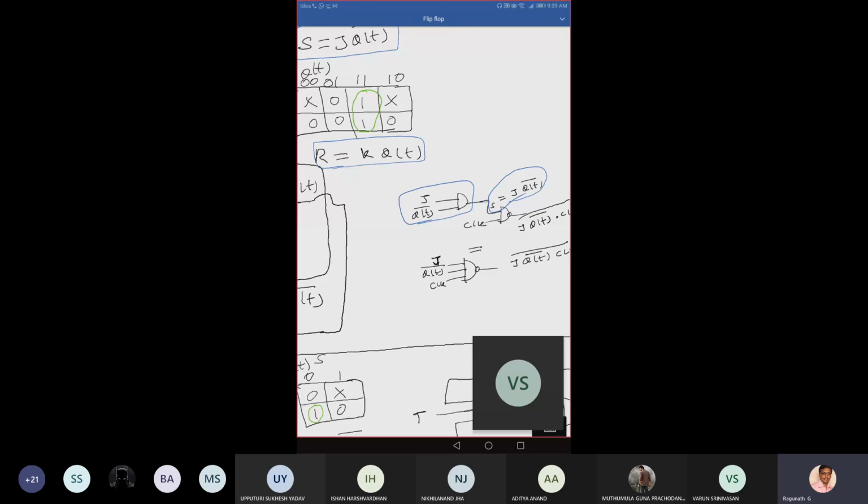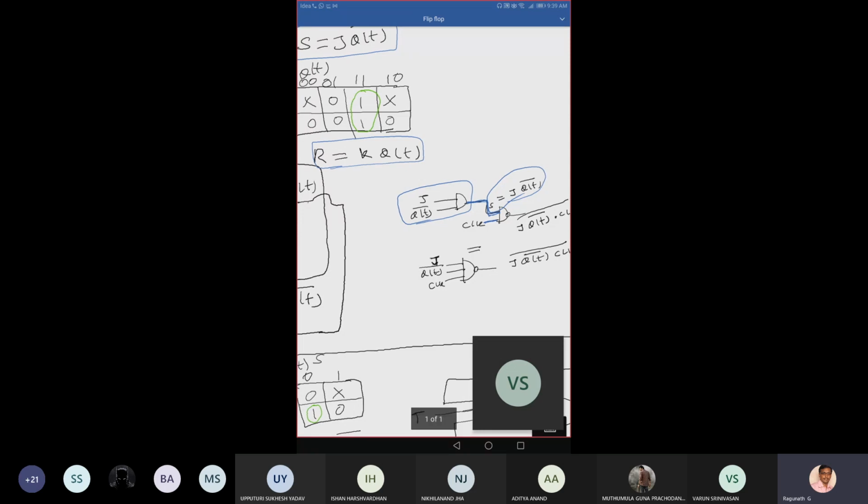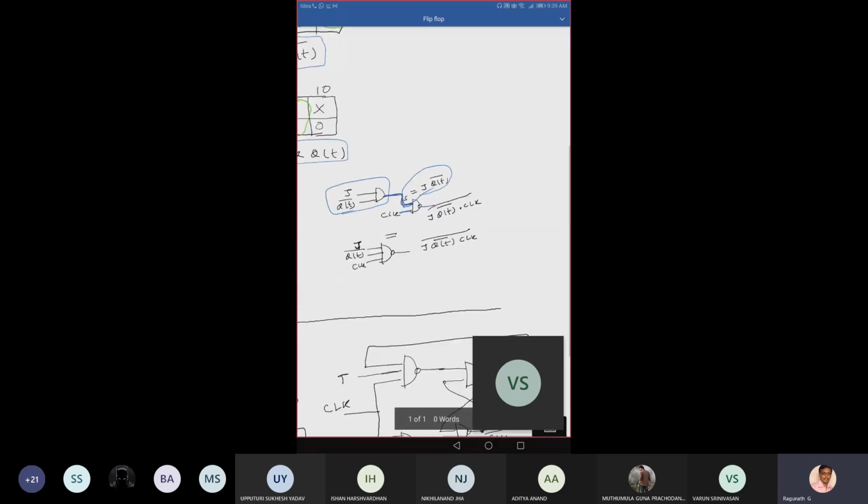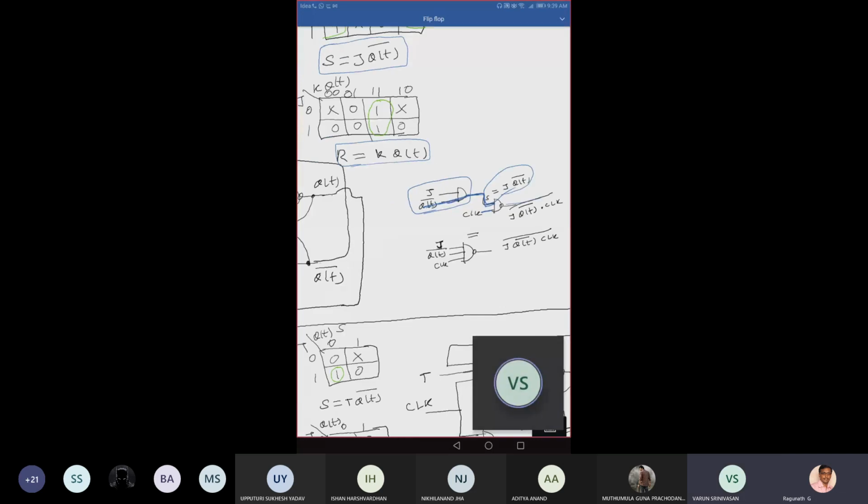So the output of this gate is given to one input of the NAND gate, and another input is the clock. So what is the output of this function? Here I have written it. What is the output of this NAND gate? J dot Q bar dot clock, whole bar. You can easily understand. Yes or no?